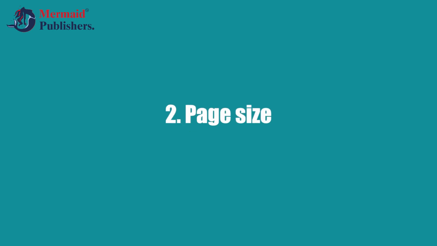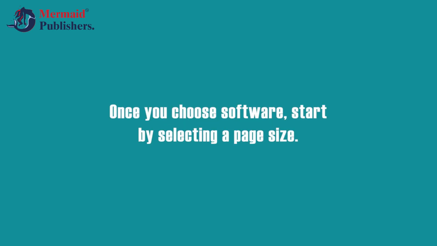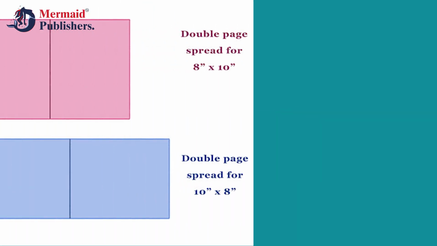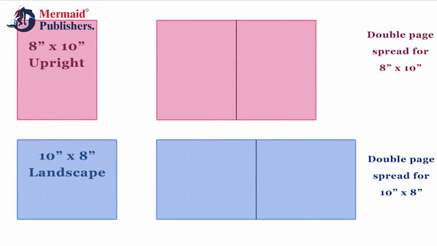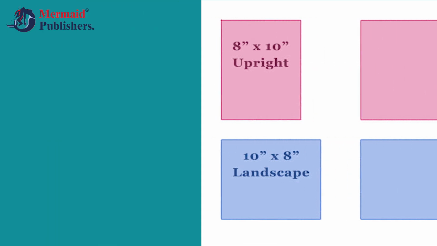Number 2. Page size. Once you choose software, start by selecting a page size. Children's books are formatted with a standard page size of 10 by 8 or 8 by 8.